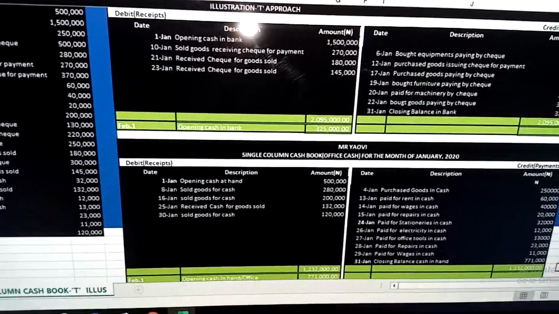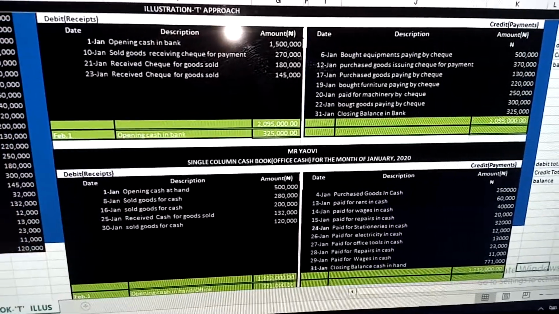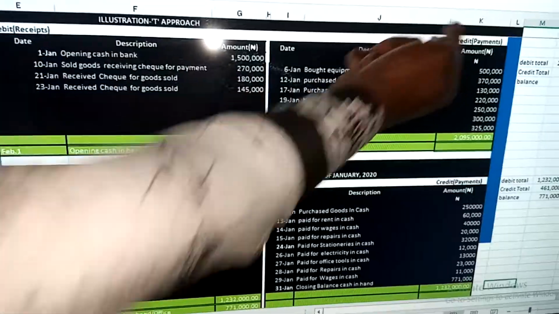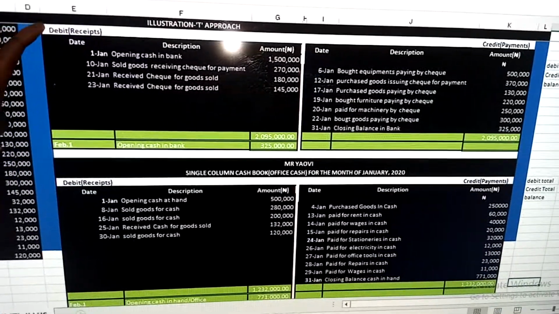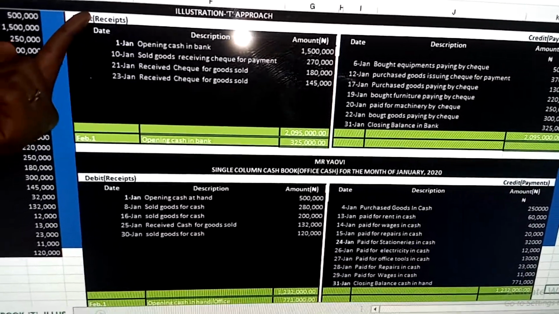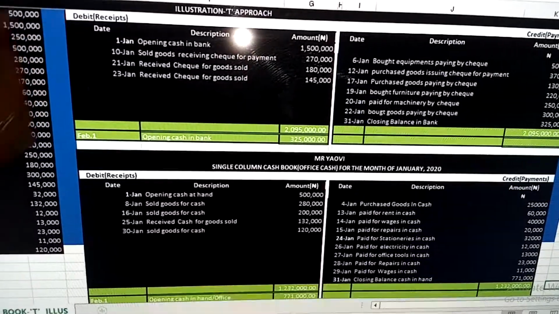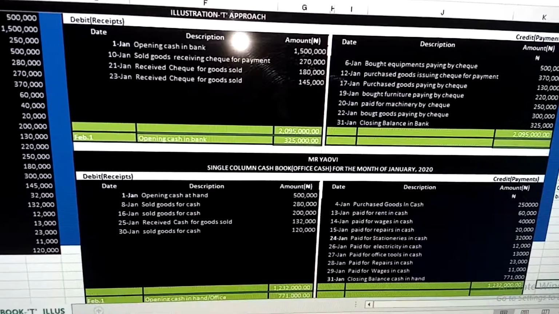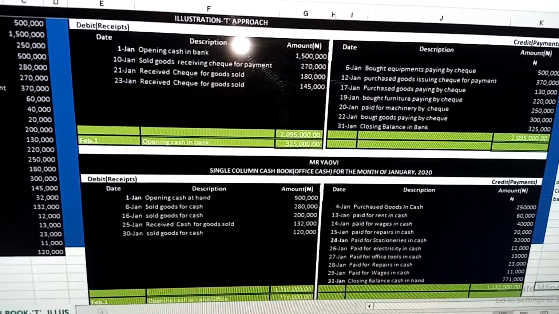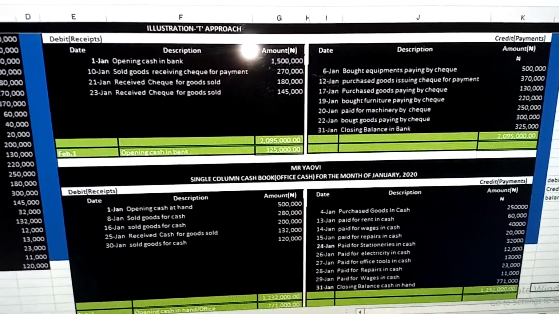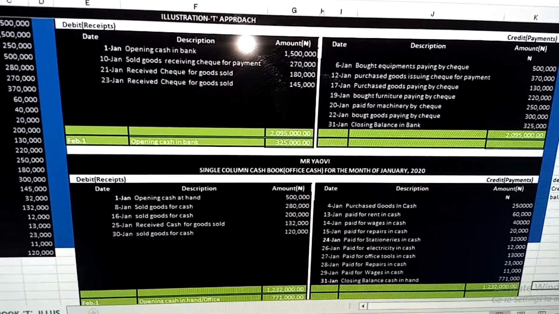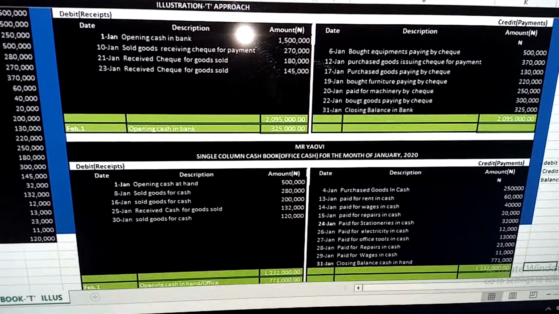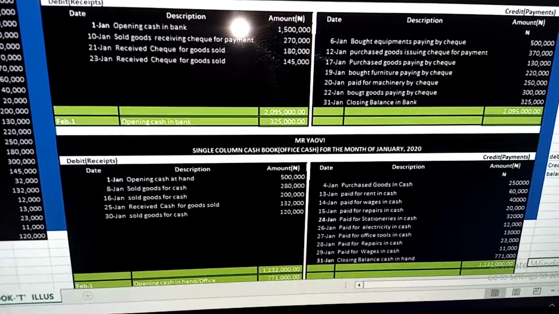T format. In the T format, we have the right side, which is the credit side for payment, and we have the left side, which is the debit side, as the receipt side for the transaction. So it's the same thing. We are showing date, description, and amount. Okay, but here we are going to show the date, description, and amount of total cash received for the month against date, description, and amount of cash paid for the month.